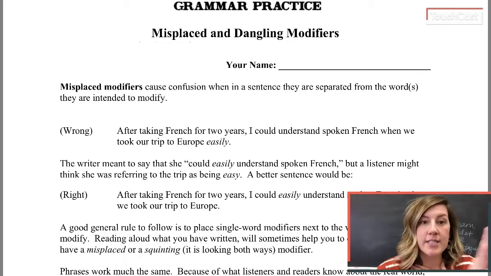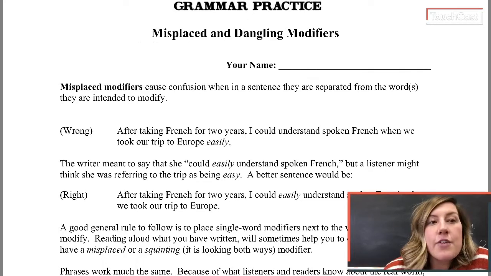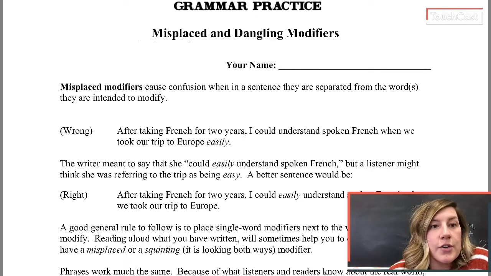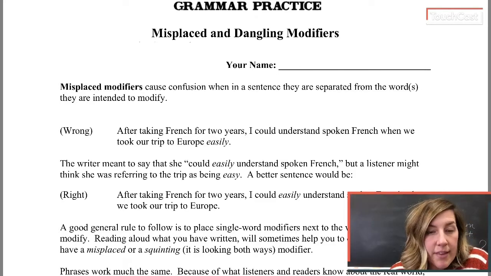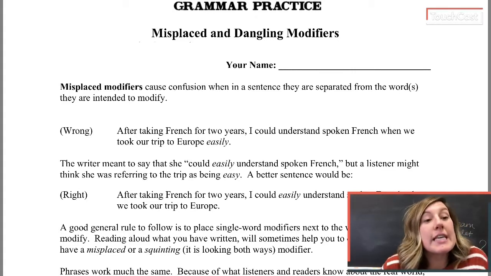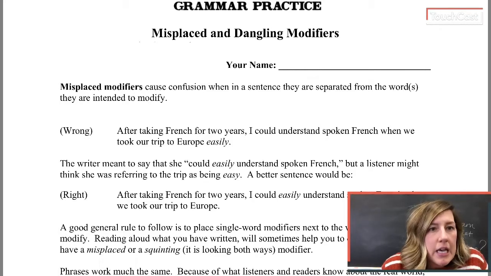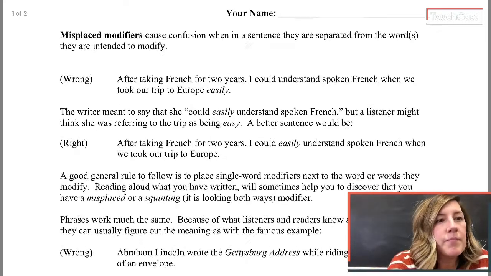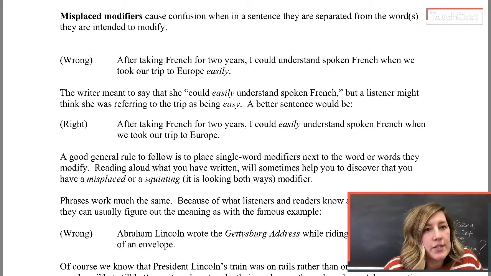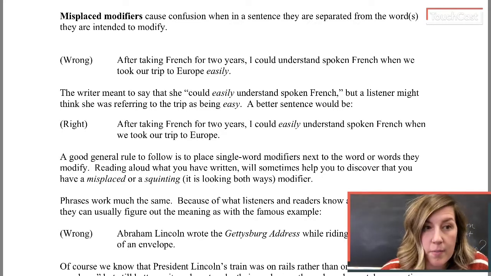So here's an example of a wrong way of using a modifier. After taking French for 2 years, I could understand spoken French when we took our trip to Europe easily. That's a bit weird, okay? The writer meant to say that she could easily understand spoken French, but a listener might think she was referring to the trip as being easy. A better sentence would be, after taking French for 2 years, I could easily understand spoken French when we took our trip to Europe. Okay?